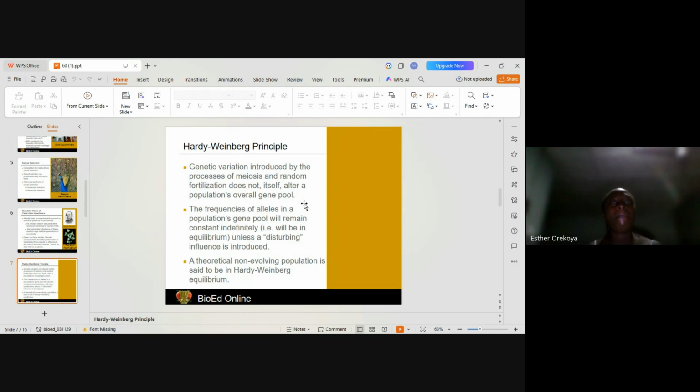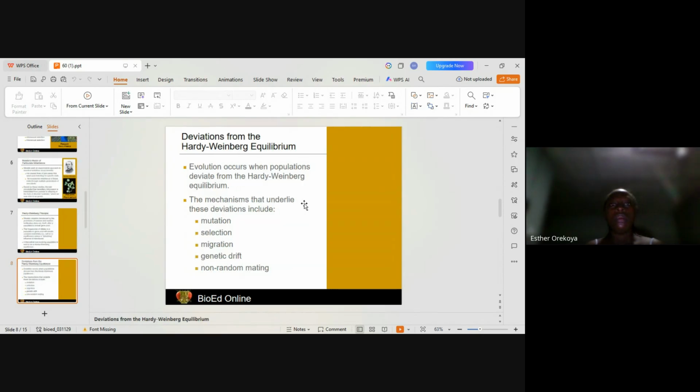They're talking about the Hardy-Weinberg principle. The Hardy-Weinberg principle is a genetic variation that was introduced to the process of meiosis. Now, the process of meiosis is a random process that helps to give rise to offspring that are genetically different. They know they are from these parents, but they are still special. And they alter a population's overall gene pool. Then there are some deviations from the Hardy-Weinberg principle. Are you following?